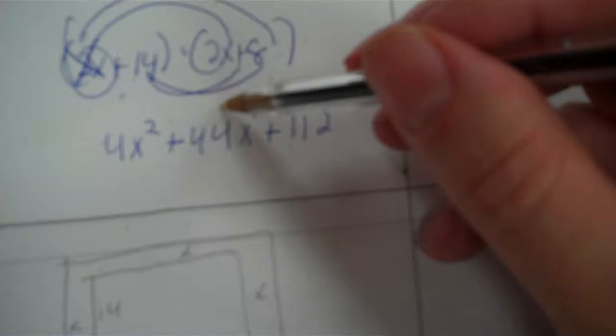Those two are like terms. I take 16 plus 28, which is 44. And that's going to be x to the first because they're both. And then 112. And that is my answer. I don't underline it and put a 2 because it's a rectangle, not a triangle.